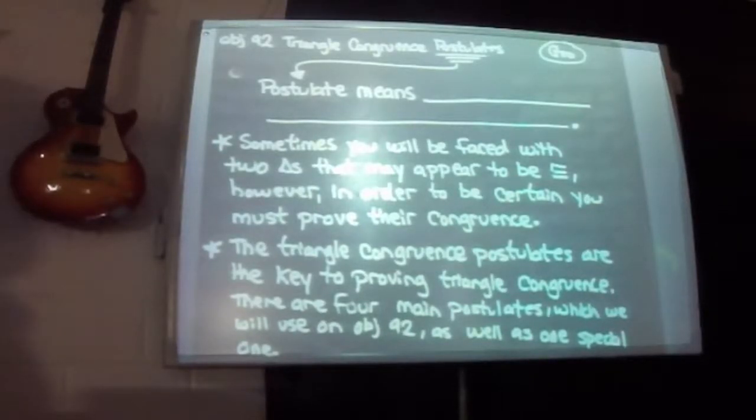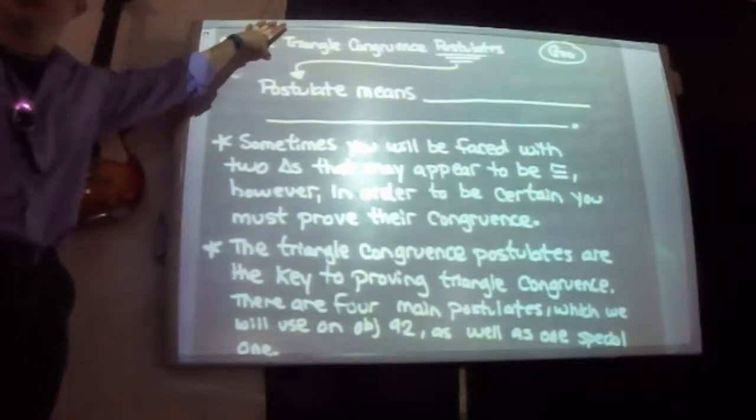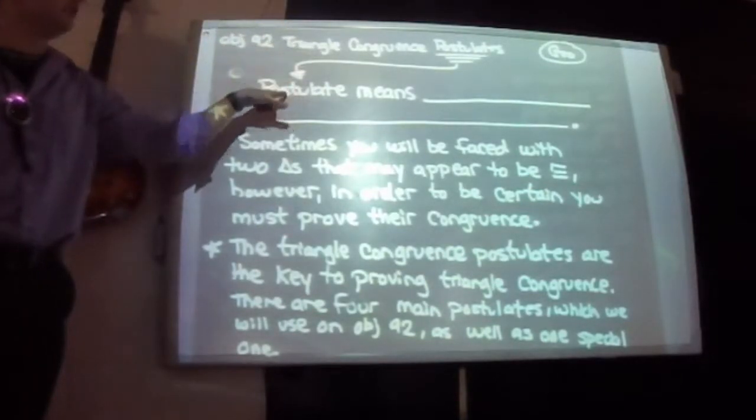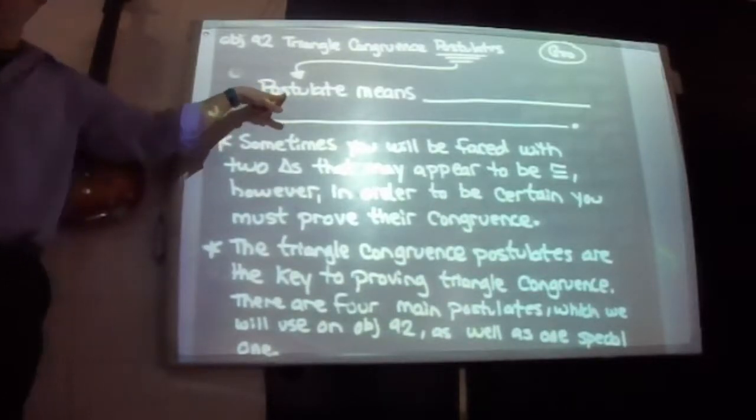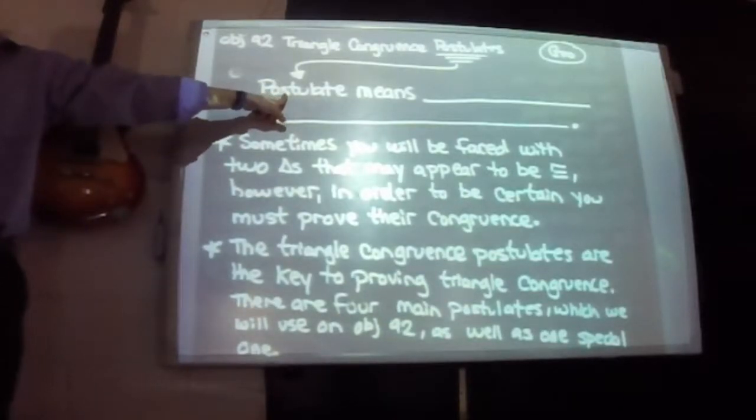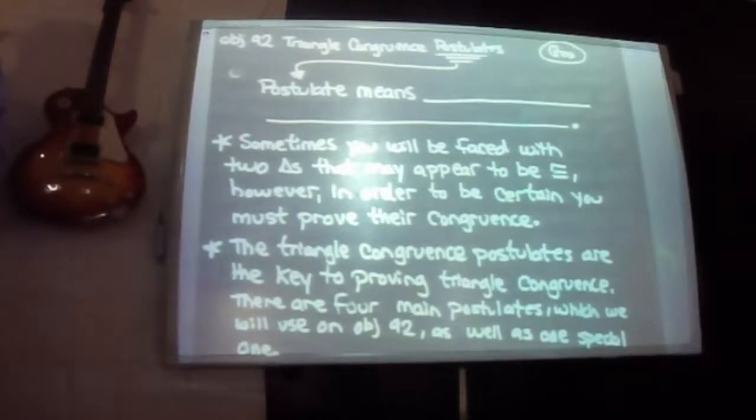You're going to look at two triangles, and we don't know if they're congruent or not. Just because they look close, we have to prove it. That's what the triangle congruence postulates are for. Earlier in the year, we talked about what this word meant. You've heard segment addition postulate and angle addition postulate.